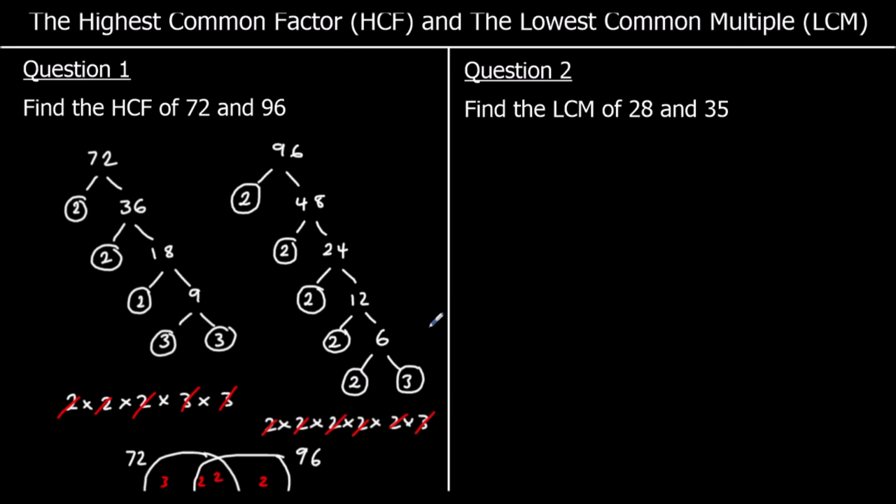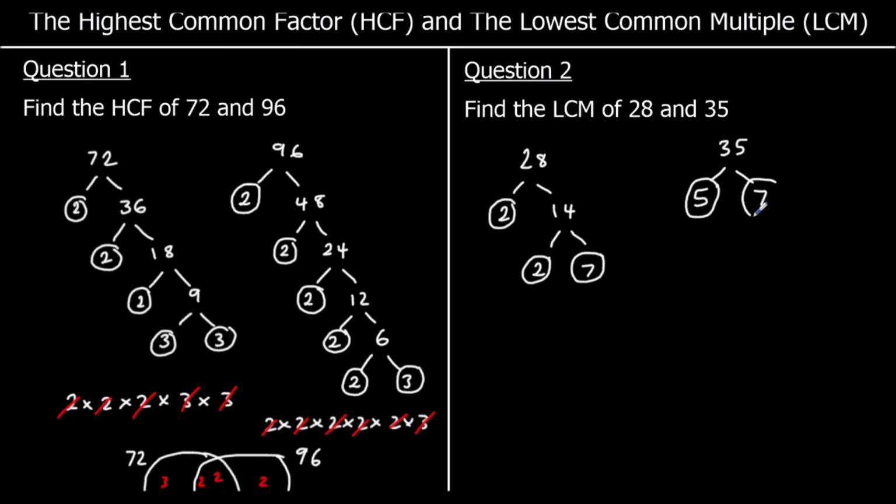And question 2, find the lowest common multiple of 28 and 35. So 28, we've got 2 14s, and 14 is 2 7s. 35 is in the 5 times table, 5 7s, and they're both prime. So 28 is 2 times 2 times 7, 35 is 5 times 7.